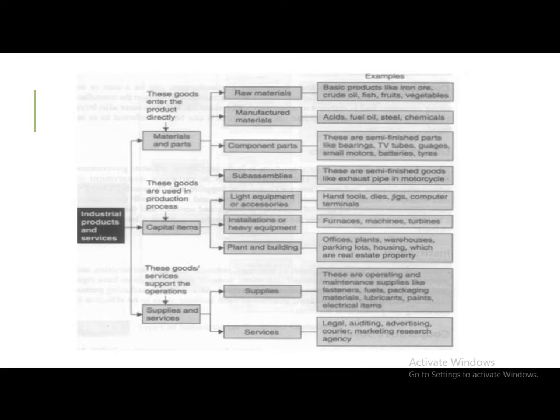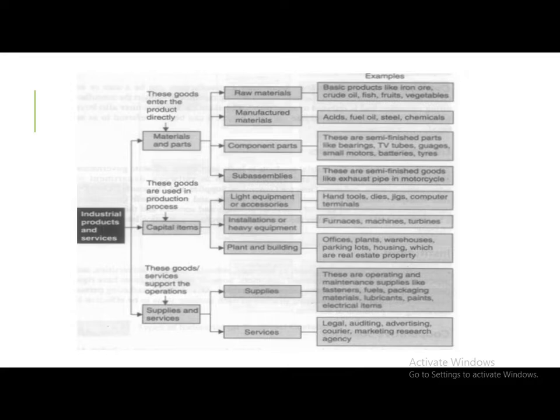Materials and parts can also be sub-assemblies. These are semi-finished goods like an exhaust pipe in a motorcycle. Another part is capital items that can be broadly categorized into light equipment or accessories like hand tools, dies, jigs, computer terminals, and so on, or heavy equipment or installation equipment like furnaces, machines, turbines, or it can be plant and building like offices, plant, warehouses, parking lots, housing, which are real estate property.